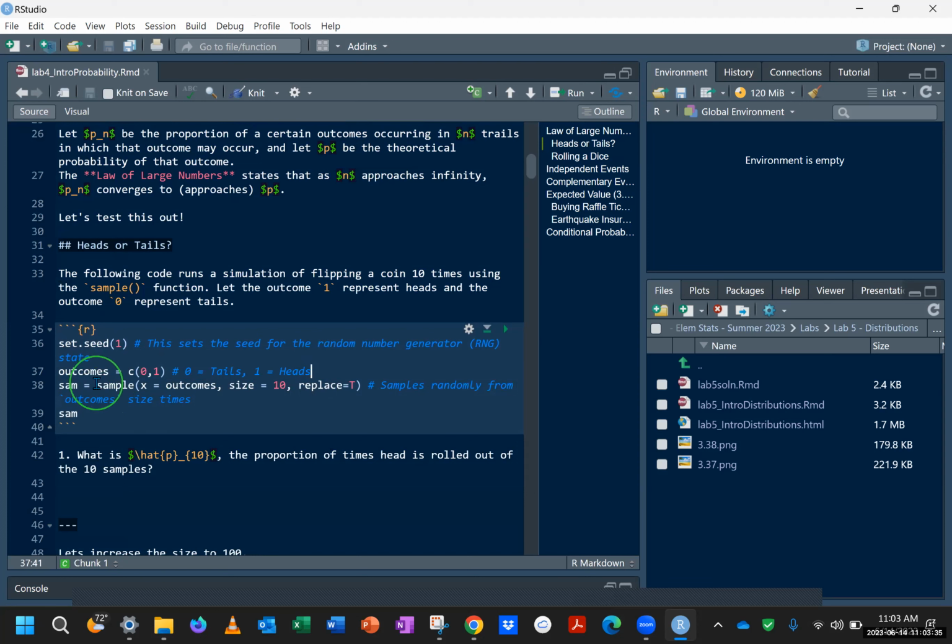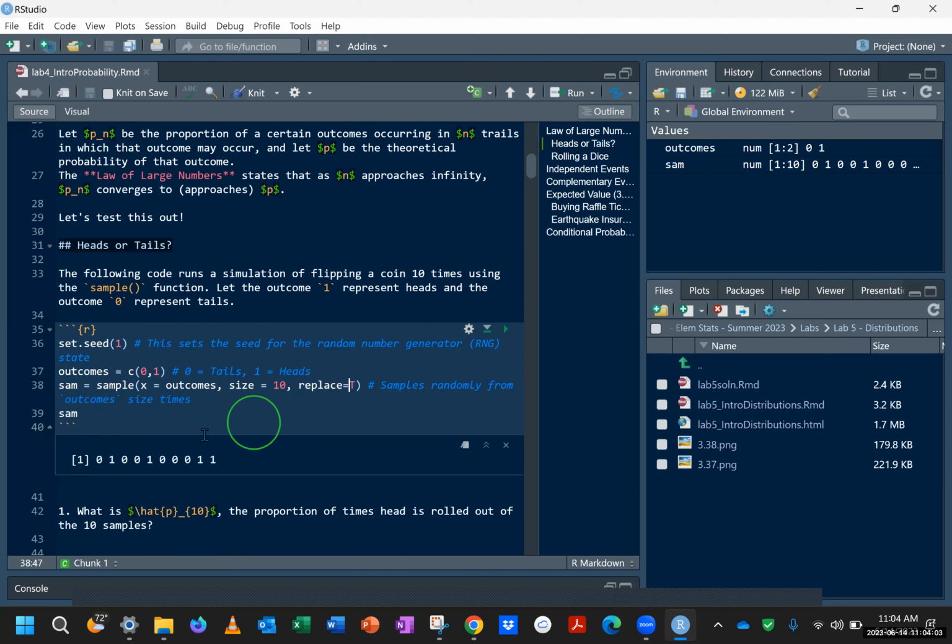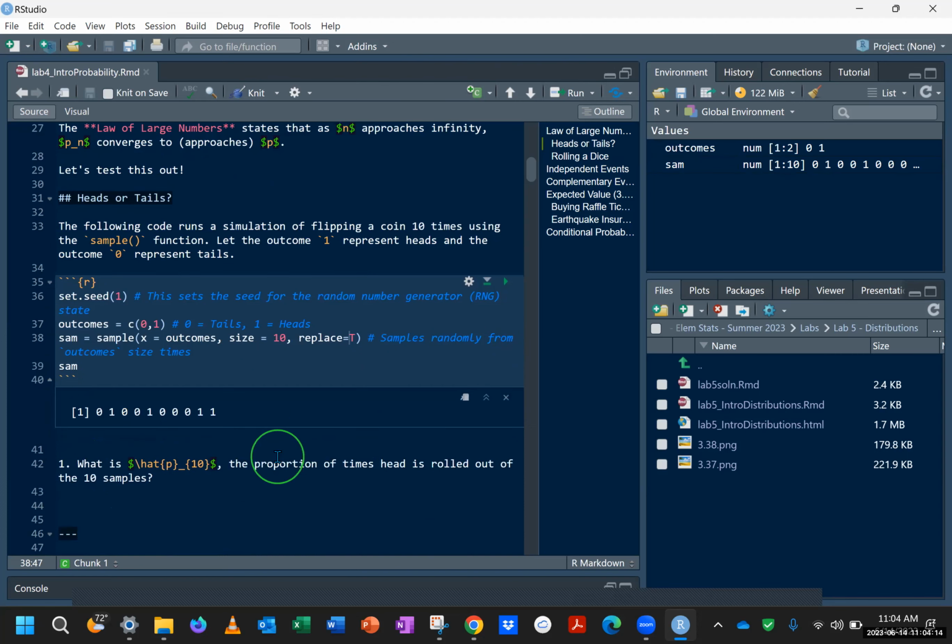Then with our next function, we sample from outcomes, sample size of 10, and replace equals true means once we sample a head, we can still sample a head again. We don't remove it from the sample. If I said replace equals false, I could really only sample twice, because I'd first sample one of the heads or tails, and then I would sample the other one and be done. So here's our random sample. We got 10 trials of flipping a coin. We got tails first. 0 corresponds to tails, 1 is heads: tails, tails, heads, tails, tails, tails, heads, heads. So that's what happened randomly.